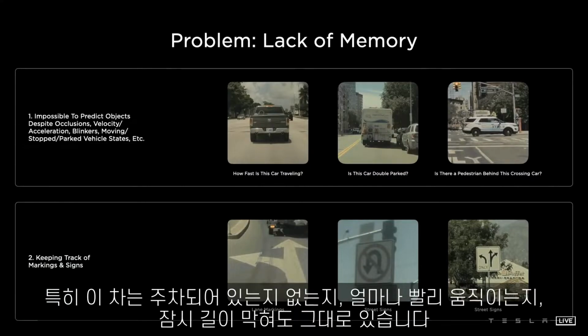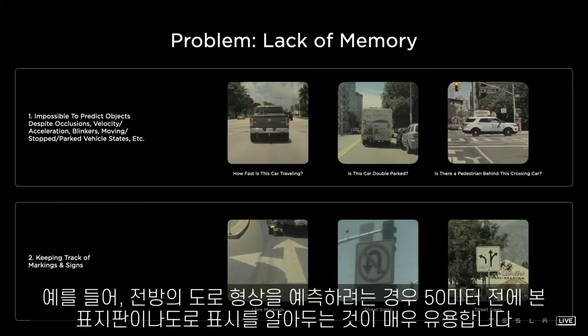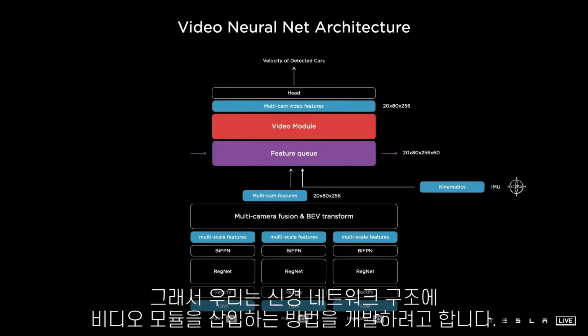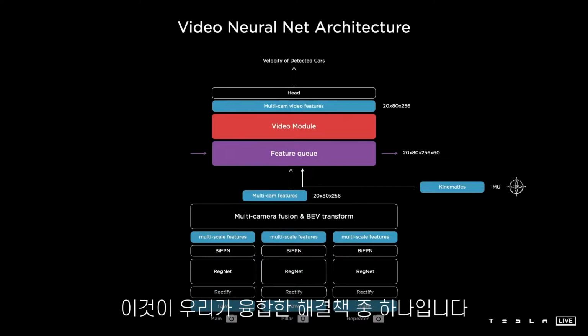So in particular, is this car parked or not? Is it moving? How fast is it moving? Is it still there, even though it's temporarily occluded? Or for example, if I'm trying to predict the road geometry ahead, it's very helpful to know if the signs or the road markings that I saw 50 meters ago. So we try to insert video modules into our neural network architecture, and this is one of the solutions that we've converged on.